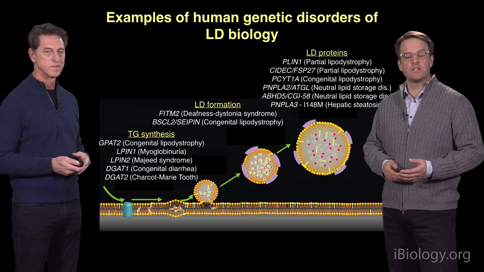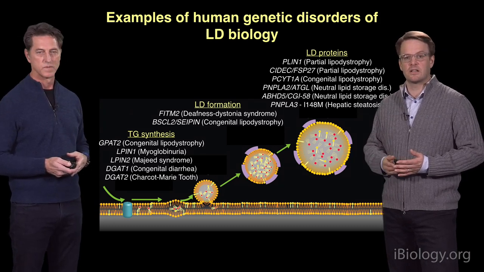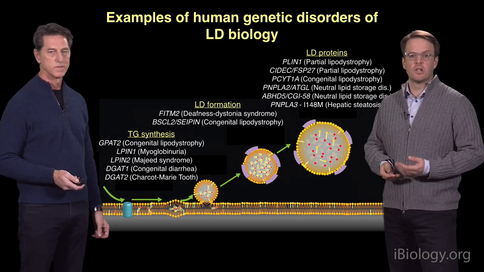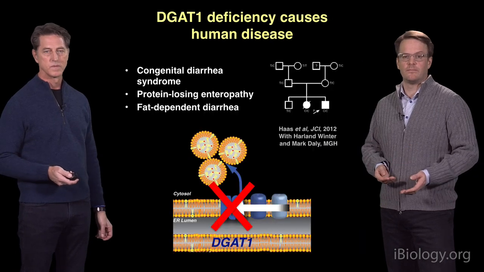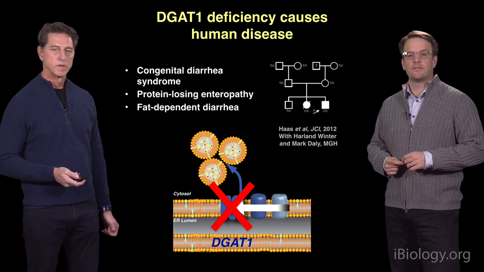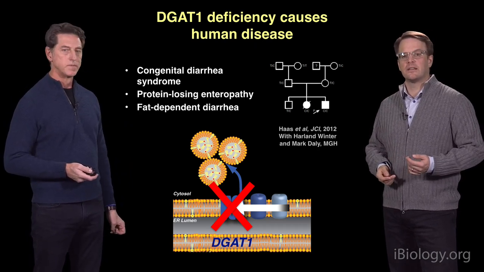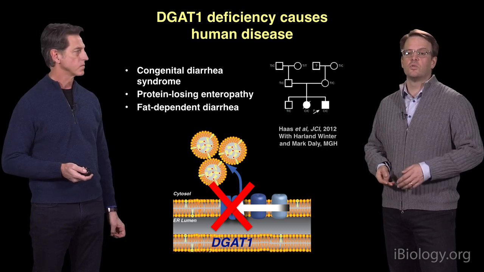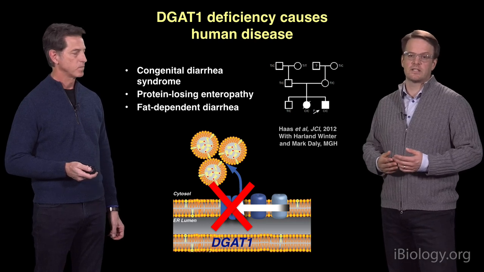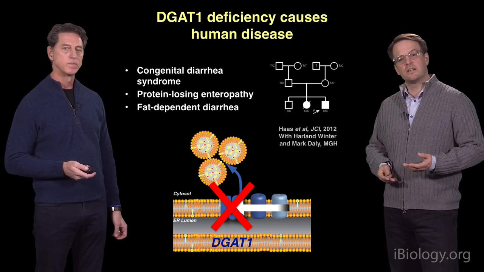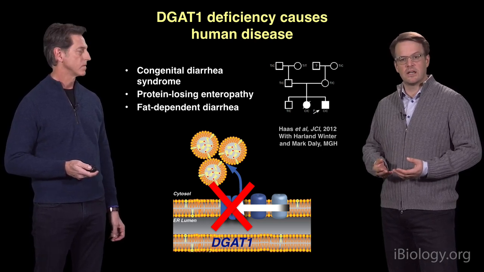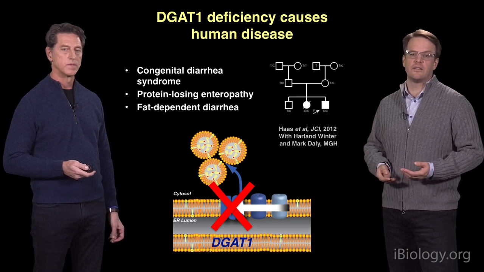In addition, there are mutations in the enzyme specifically that make triglycerides, and they have been linked to a number of different metabolic diseases. This includes, for instance, mutations in DGAT1. Now, a number of years ago, with Harland Winter, we identified a family that has a congenital diarrheal syndrome due to the loss of DGAT1 function due to a compound heterozygous mutation. And what it turns out is that in this family, the kids that have those two mutations cannot tolerate fat in their diet.